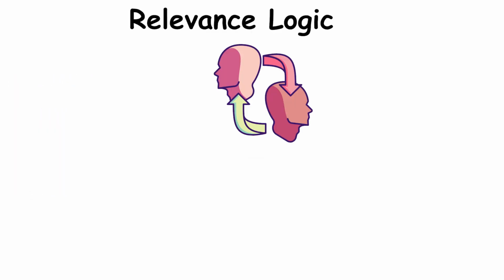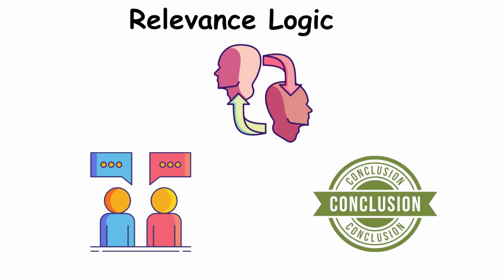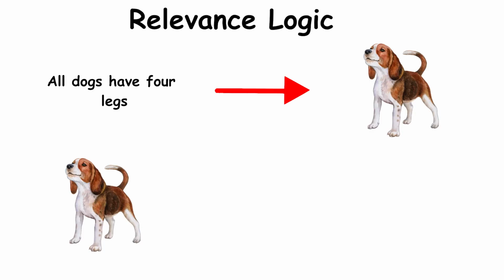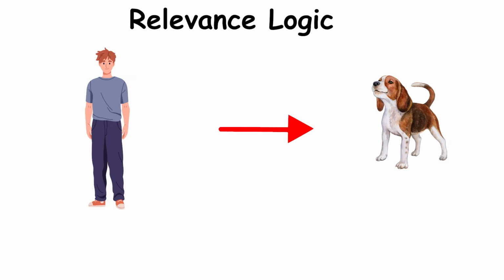8. Relevance logic. Relevance logic insists that arguments should not only be valid, but also relevant to the conclusion. The premises must directly support the conclusion in a meaningful way. Example: all dogs have 4 legs. Fido is a dog. Therefore, Fido has 4 legs. This is valid, but saying, John is tall, therefore, Fido has 4 legs is irrelevant and invalid.